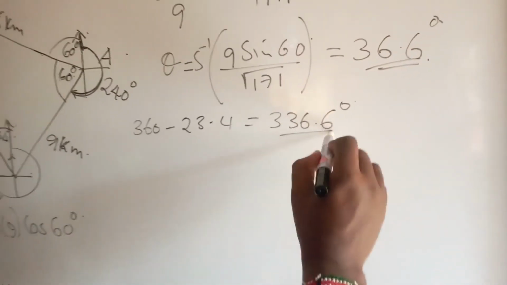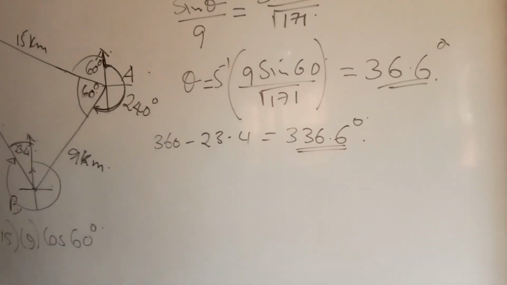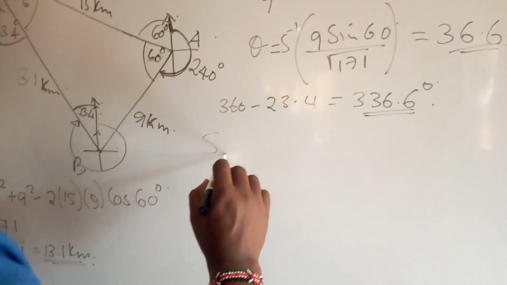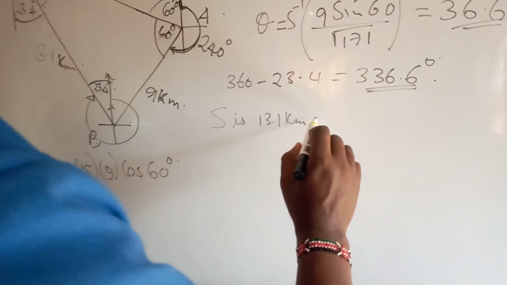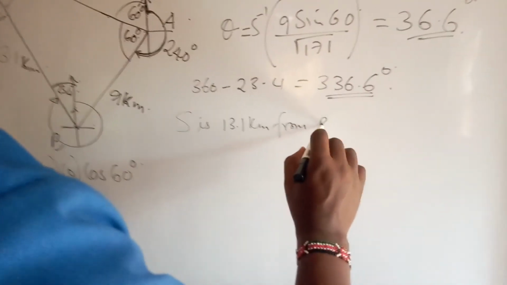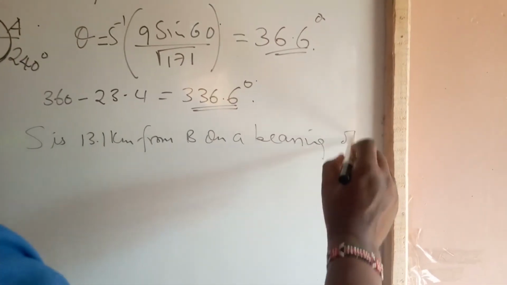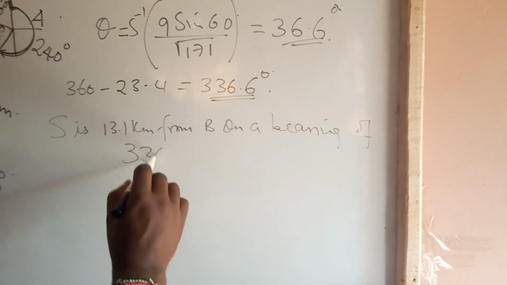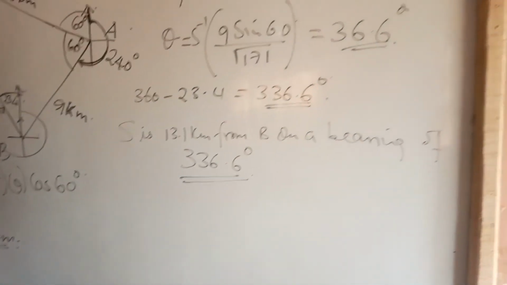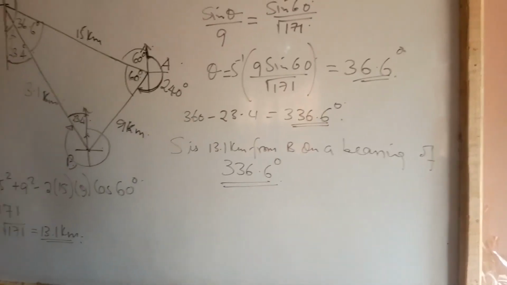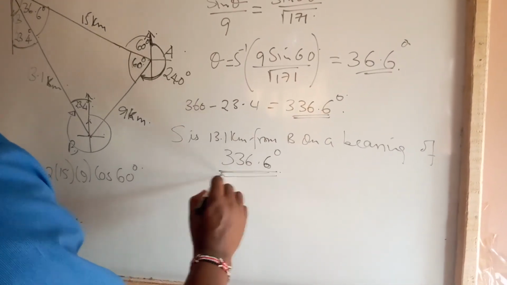Which is 336.6 degrees. So if you are attempting to answer our question, we can say S is 13.1 kilometers from B on a bearing of 336.6 degrees. Okay.